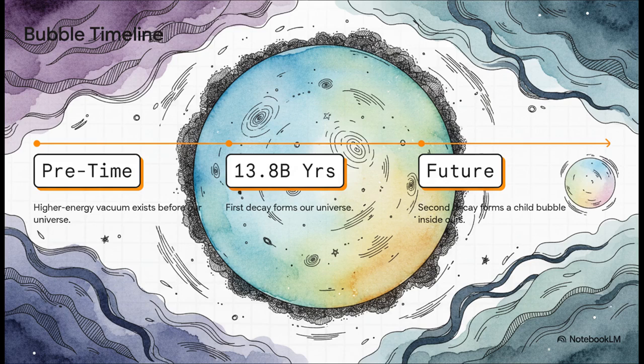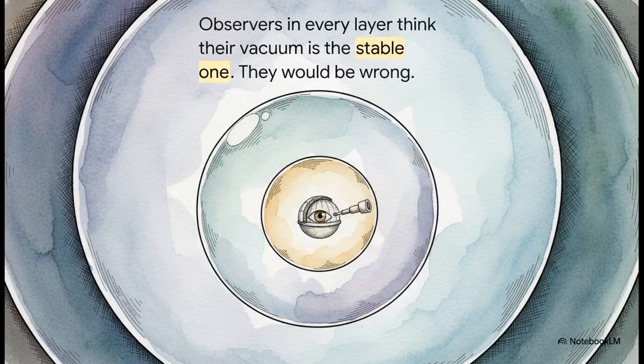But wait, it goes deeper. Because if our universe is just a bubble, there could be an even lower energy state inside of it, waiting to decay. That would mean, sometime in the future, a second decay could form a new child bubble right inside of ours. It's literally a cascade of nesting universes. It's just like a Russian Matryoshka doll. Every single layer has its own unique physics, its own particles, and maybe even its own bizarre forms of life.